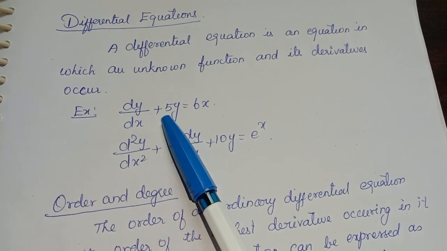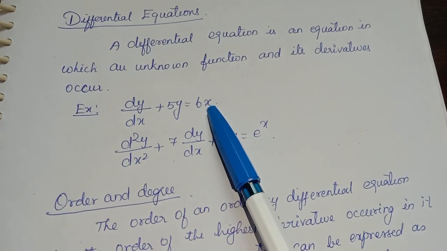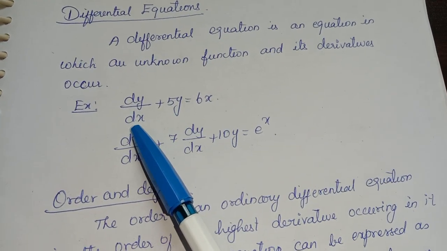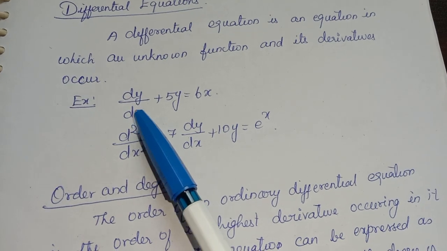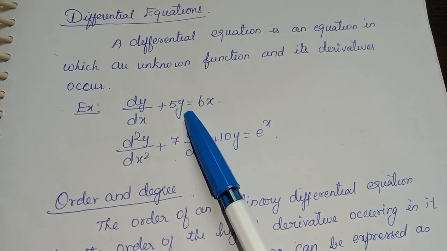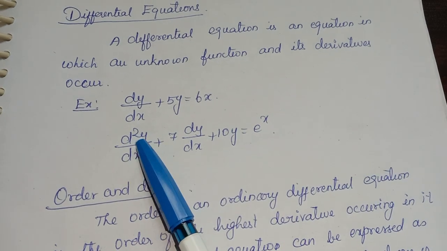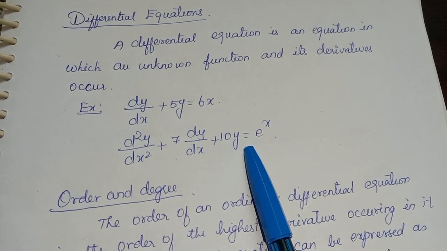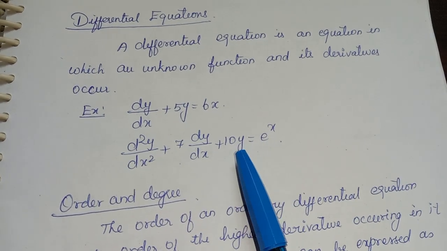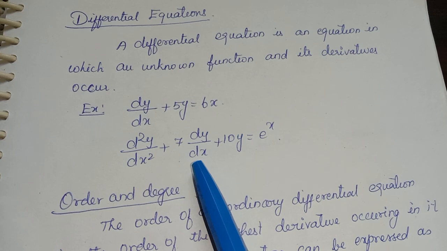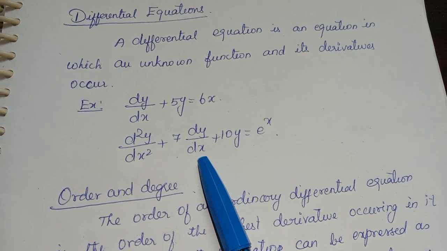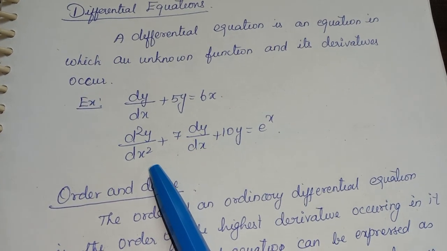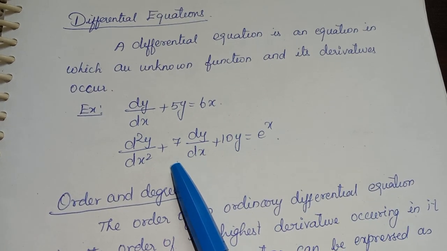dy by dx plus 5y equal to 6x. In this equation, y and the first derivative dy by dx are there. So this is a differential equation. The other one is d square y by dx square plus 7 dy by dx plus 10y equal to e power x. Here y is the unknown function, dy by dx is the first order derivative, d square y by dx square is the second order derivative. So this is called a differential equation.